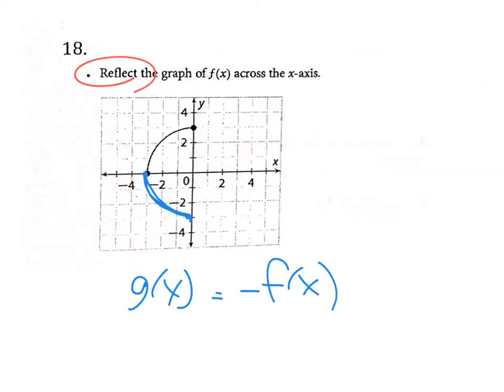18 says reflect. Remember, negative, and it says reflect across the x-axis. So you take this graph right here, just, I hate to say this, but you flip it across the x-axis. So this part right here just gets flipped down here. And then the way you know where the negative goes, remember, negative in the front reflects across the x. Negative inside would have reflected across the y. So I put the negative in the front of the f of x right there.